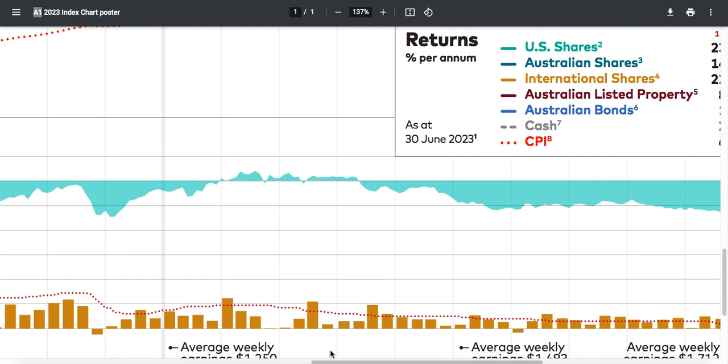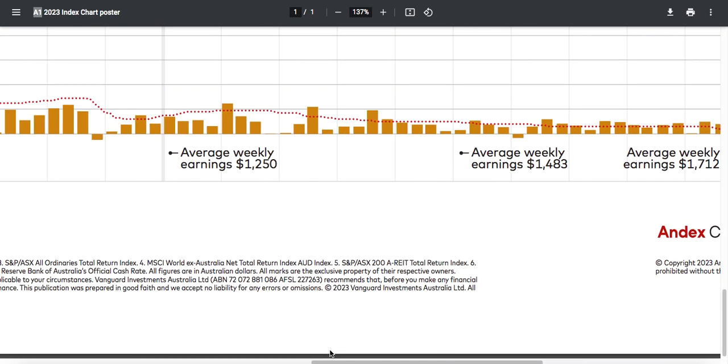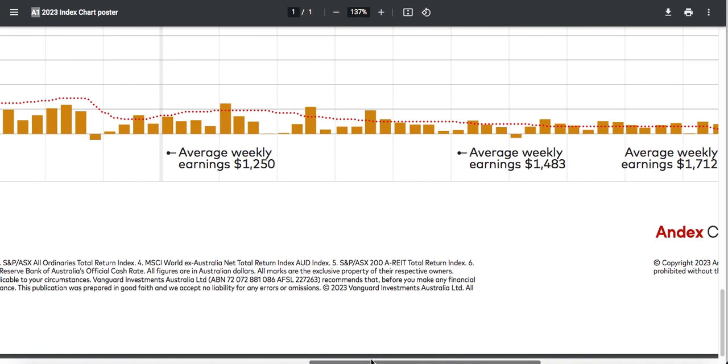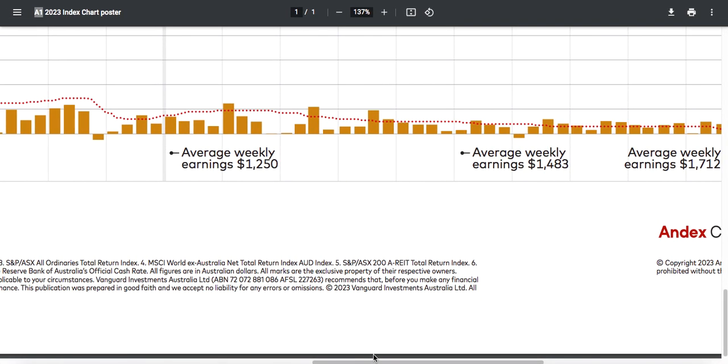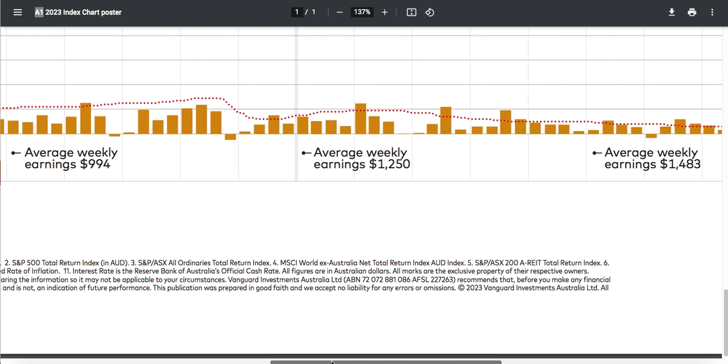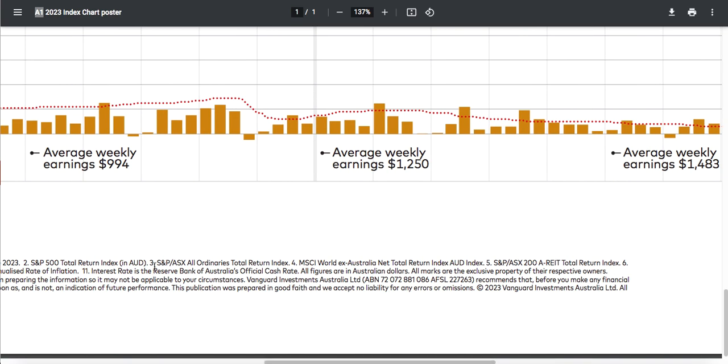So if we are going to talk about Australian shares, let's just jump over here to make it a little bit easy for us all. Sorry about that. I've actually just moved the page around. What I wanted to do was get, yep, there we go. Okay, so what are we going to use? Number 3, the Australian shares. So the Australian shares index that they are tracking is the S&P ASX All Ordinaries Total Return Index.